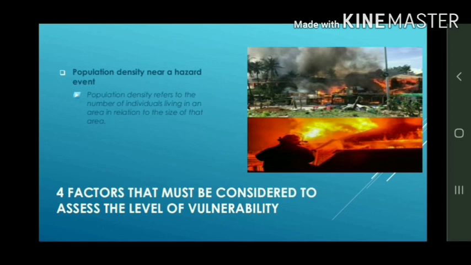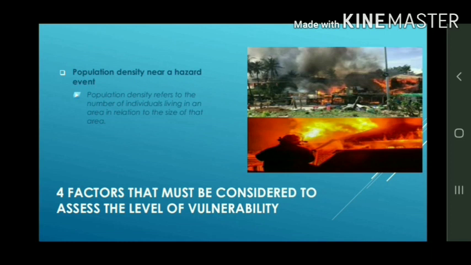Next, population density near a hazard event. Population density refers to the number of individuals living in an area in relation to the size of that area. Okay, halimbawa, for example, the fire disaster that happened in Sila Serna Street, Calibo last November 2009 around 2 p.m. The fire hits and razed more than 4,000 houses in Barangay Poblacion, Calibo, Aklan.